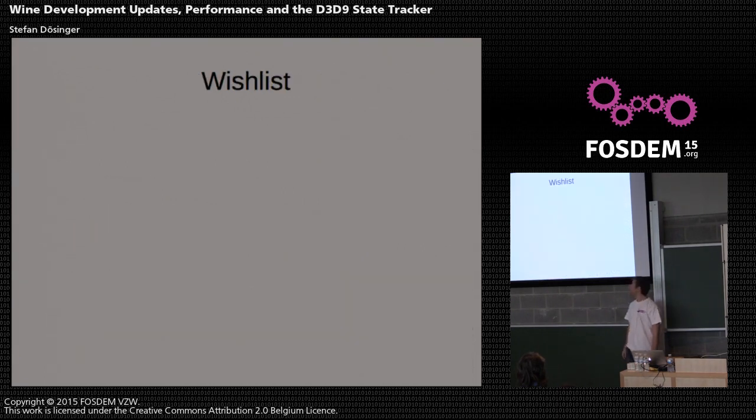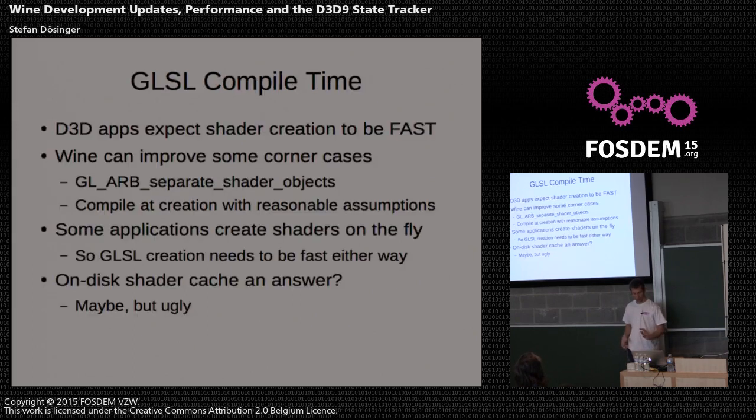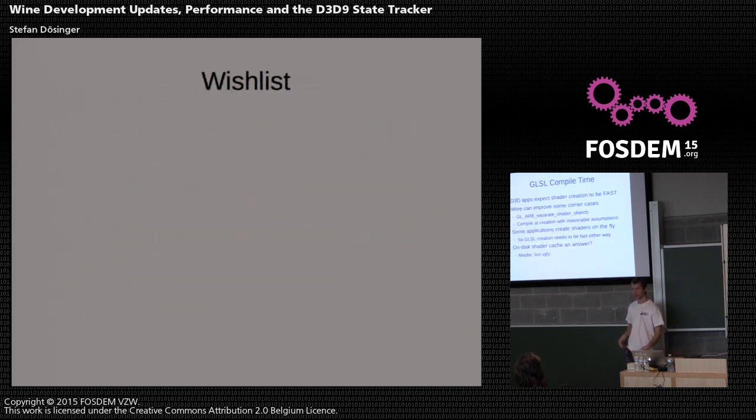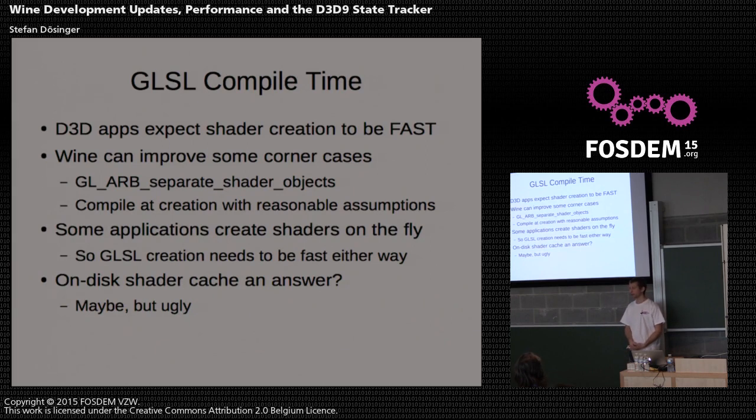So what can we do to improve things? I call this a wish list, but it's more a suggestion to start a conversation. All those things have also once been shortly mentioned on the mailing list, so they are not really new. One constant problem for us is GLSL shader compile times. Windows games expect that they can feed shaders during rendering, and creating Direct3D9 shaders is really fast. Like, you almost don't notice it.